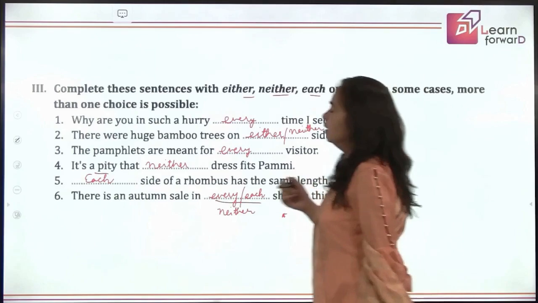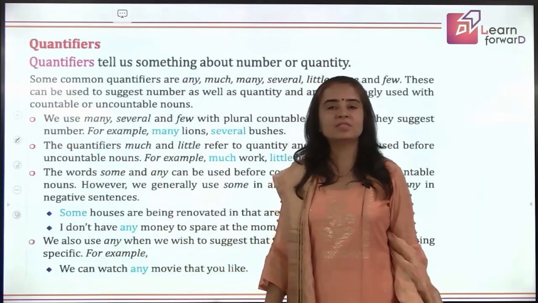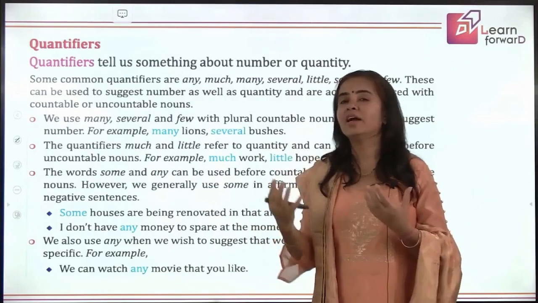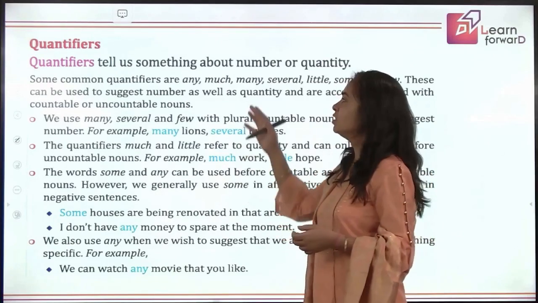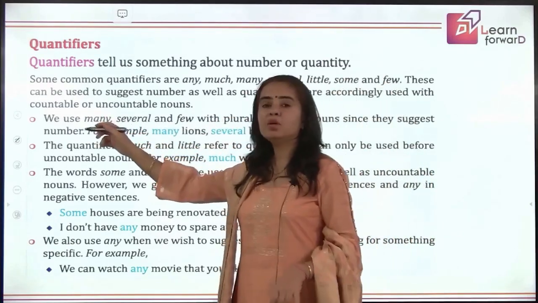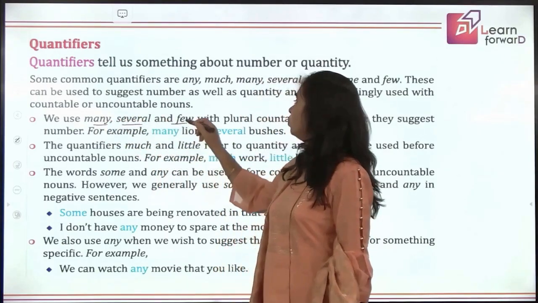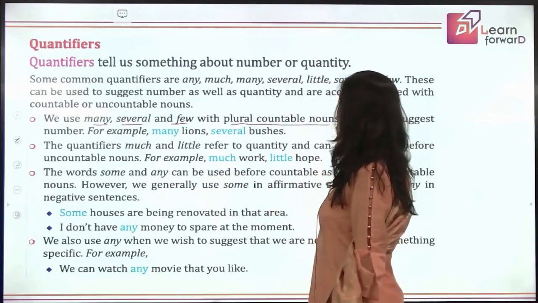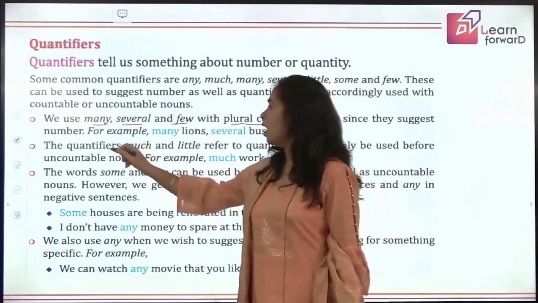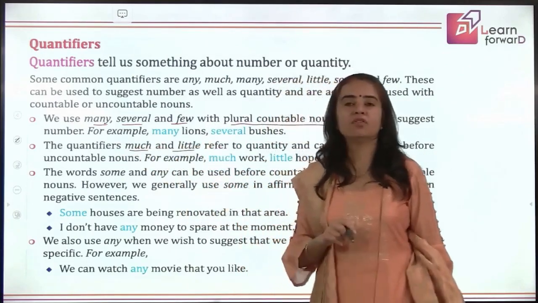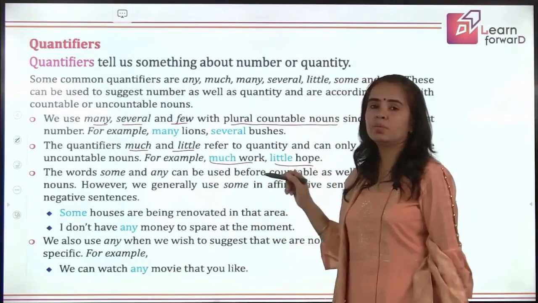Fine. So what next after this is the quantifiers, and as the name suggests, quantifiers means we are telling about quantity. We have already learnt about adjectives of quantity, so they are the same here. They can be used for countable as well as uncountable. We use many, several, few. These are used with plural countable nouns, right? Because we are talking about counting them. Now, much and little, they refer to something which is uncountable, children, like much work, little hope, right?